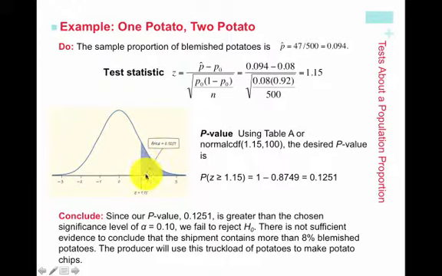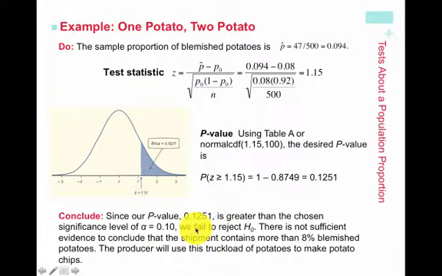Our rejection region would be out here. We're not far enough away from the mean. So what would happen here? There is not sufficient evidence to conclude that the shipment contains more than 8% blemished potatoes. The producer should use this truckload of potatoes to make potato chips.